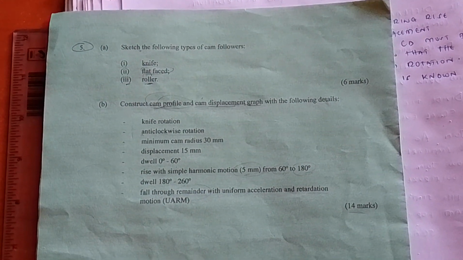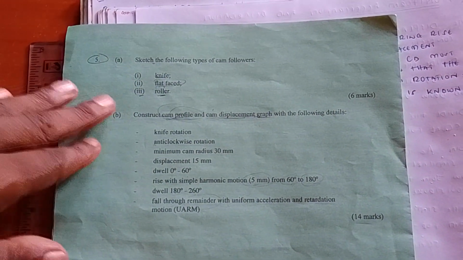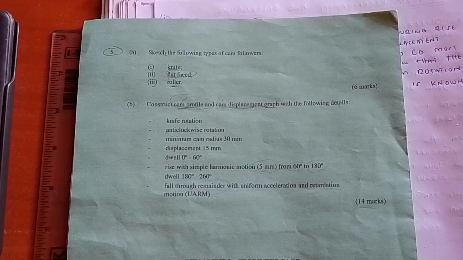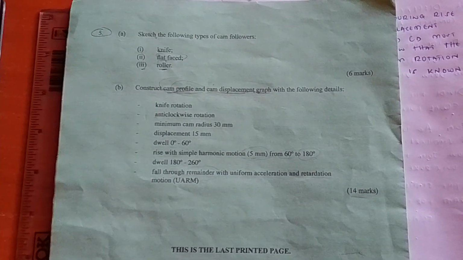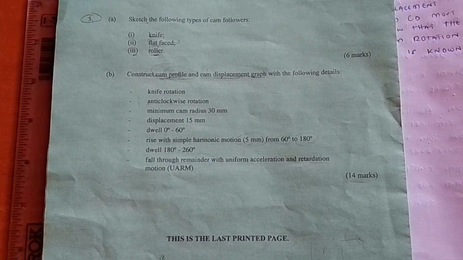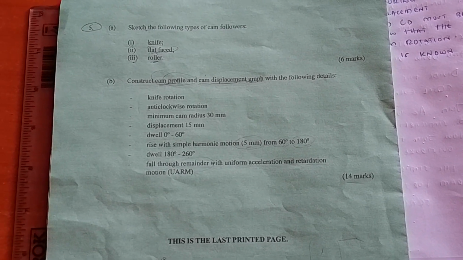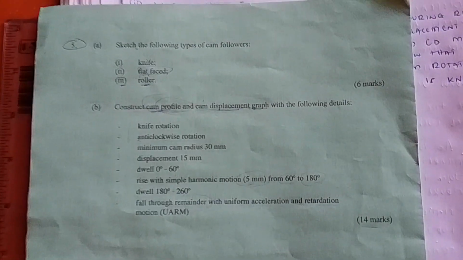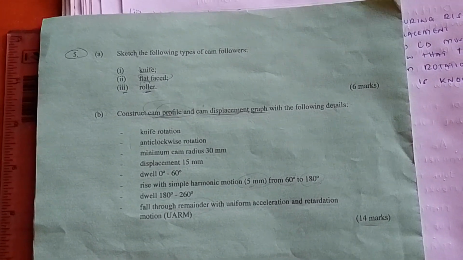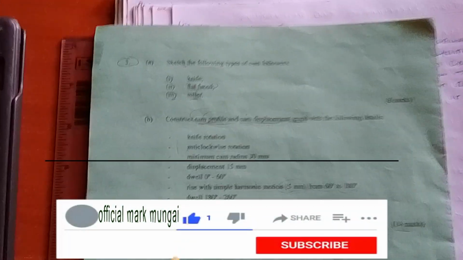We have sketched it. If you have not watched my previous video, I've shown you how to sketch knife, flat-faced and roller followers. Now we are doing the second part of the question, but I've decided to first take you step by step, not to quickly rush you, so that you can get these 20 marks. Then also do the gear question, get your 20 marks. That is already 40 marks. Do the assembly drawings and do other parts of the question. Get your marks, pass on the knowledge to other people that are desperately in need of it.